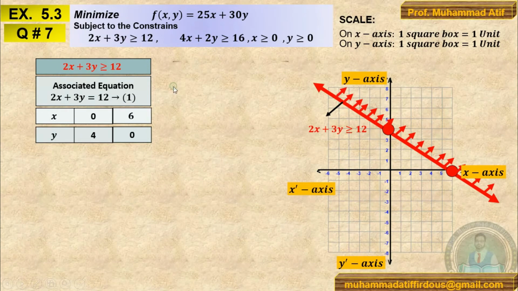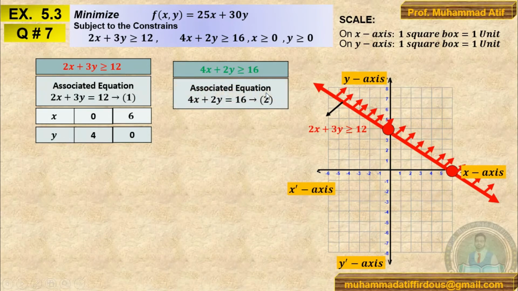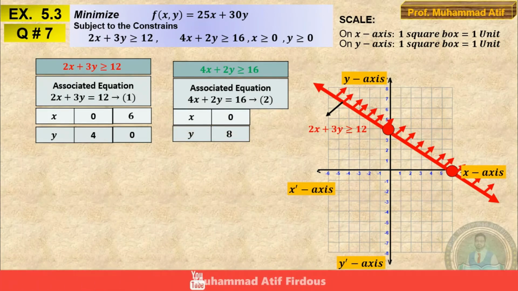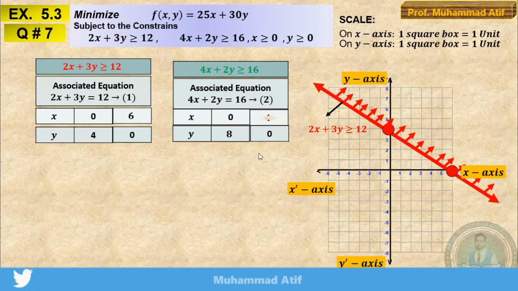Now we start with the second constraint, 4x plus 2y is greater than or equal to 16. First convert this into the corresponding or associated equation, meaning just write equal to instead of greater than or equal to. Make a table by putting x equal to 0 in equation 2. We have y is equal to 8. Then y equal to 0, we have x equal to 4.